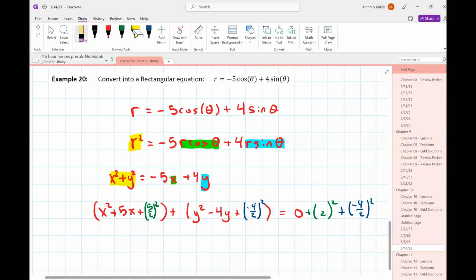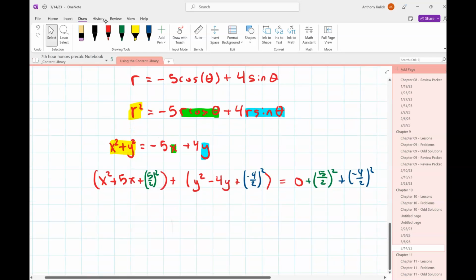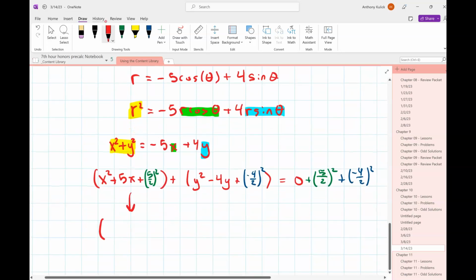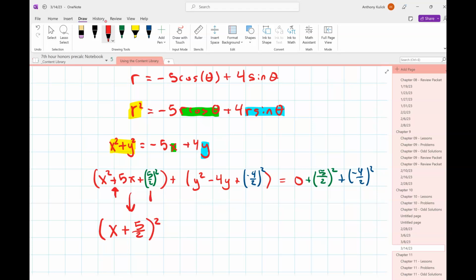That was supposed to be a 5. Okay. Everybody feel okay with what we did there? Okay. What does this one factor to? What do the x's factor to? X, and then is it plus or minus? Plus. And then 5 over 2. And I know it's plus because that was a plus, and I know it's 5 over 2 because the thing we squared was 5 over 2, right?